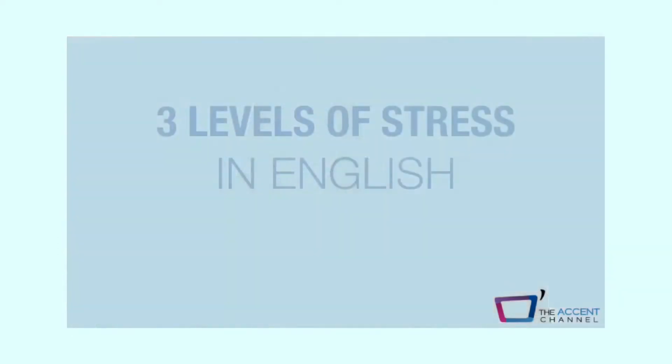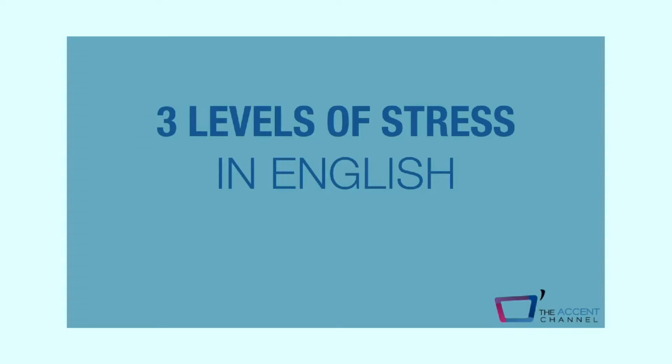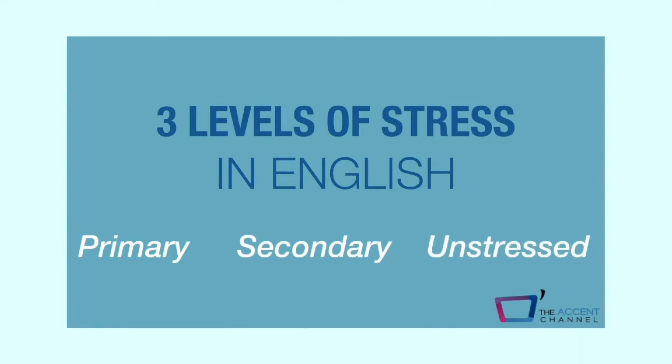We're going to talk about the three levels of stress, and whether you are a student or a teacher of the American accent or English pronunciation, this concept will help you or your student be easily understood in any situation. And that's the goal of accent training, right? To be easily understood and to make communication simple. So let's get started. We're talking about the three levels of stress: primary, secondary, and completely unstressed syllables.